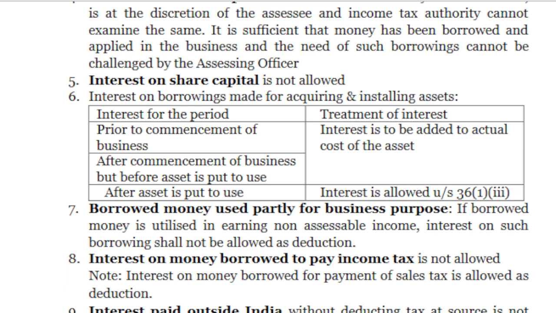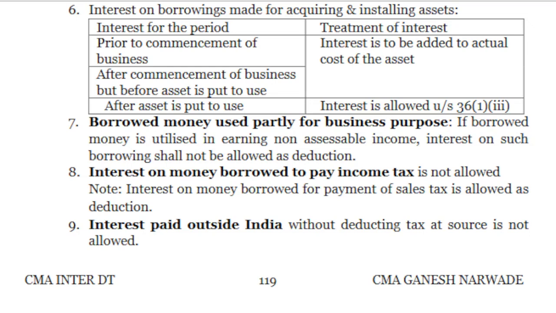Eighth point, you see. Interest on money borrowed to pay income tax. This is disallowed, not allowed as deduction. Okay, that we'll discuss under section 40.